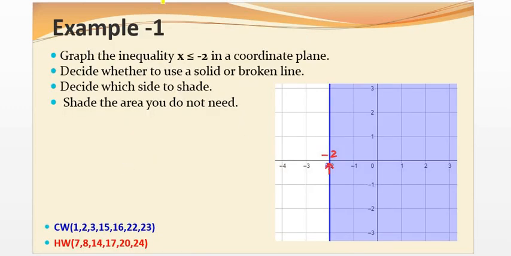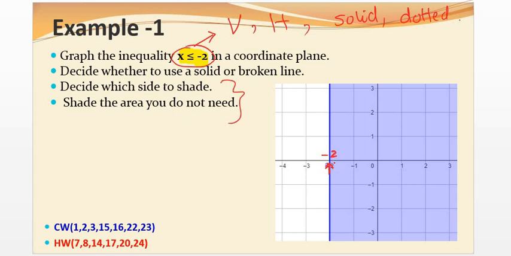Here it says graph the inequality x is less than or equal to -2. Now, what is the first thing that I have to decide by looking at this inequality? I have to decide whether it is going to be a vertical line or a horizontal line. After that, I have to decide, is it going to be a solid line or a dotted or broken line? Clear? And then these two steps come after drawing the line: where do I have to shade? Do I have to shade above, below, left, right? And which is the area that should not be shaded?